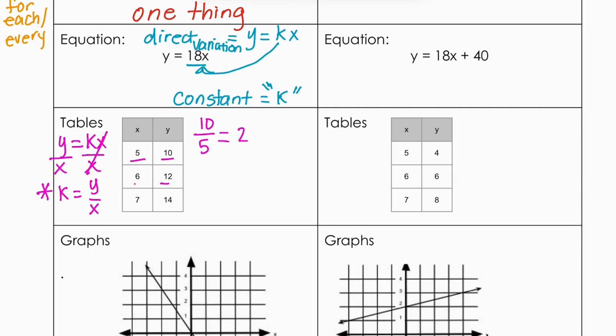12 as my y value, 6 as my x value. 12 divided by 6 is 2. 14 as my y, 7 as my x. 14 divided by 7 is 2. Does this table show proportionality? Yes, it does. All of the values are the same.